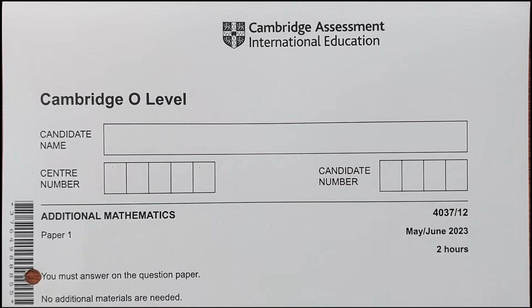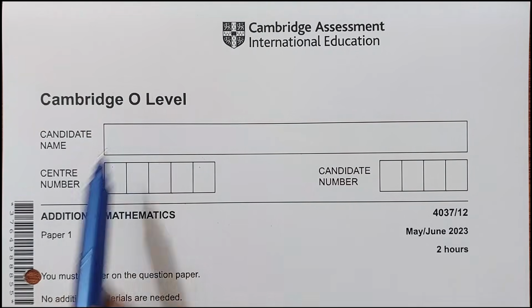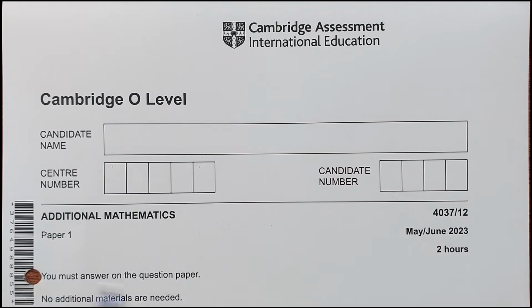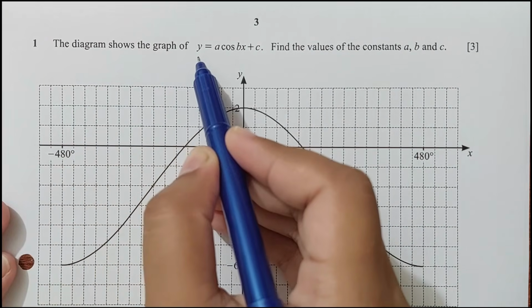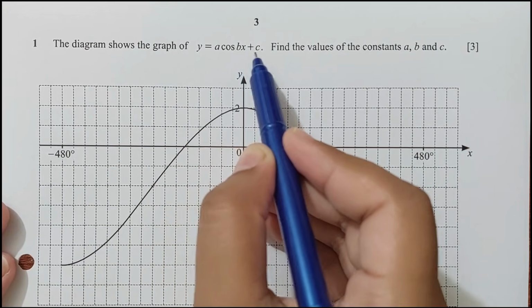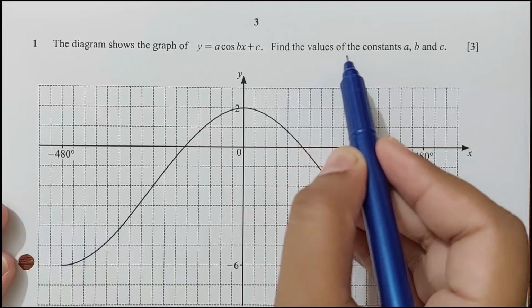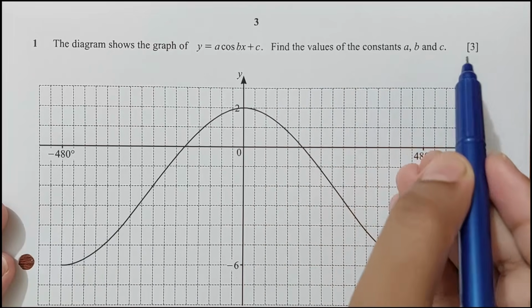Hi everyone, in this video I am going to solve O-Levels Additional Mathematics Paper 1 in the May-June 2023 session, Paper 1-2. So let's start with the first question. Question number 1: the diagram shows the graph of y equals a cos bx plus c. Find the values of the constants a, b and c.